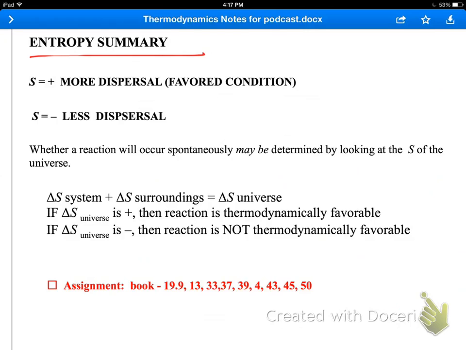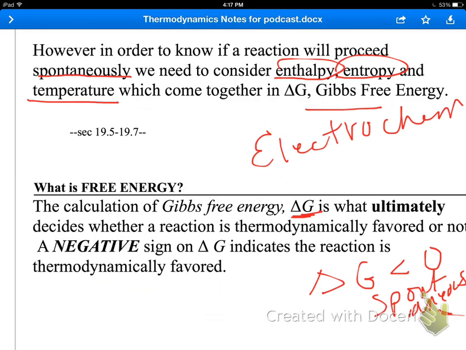So summary here, if my ΔS is positive, I have more dispersal. It's a more thermodynamically favored condition. If I have ΔS that is negative, I have less dispersal. Okay, so if S is increasing, that is favored. And we'll talk more about how to determine whether a system will be spontaneous or not when we get to the next section. Okay, that's going to do it for us. Alrighty.